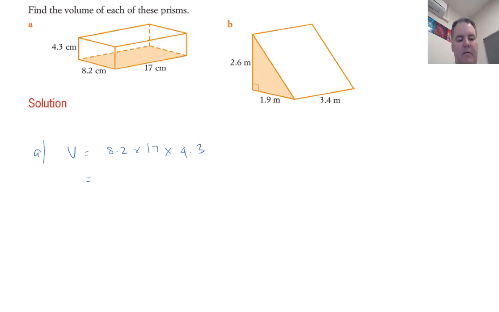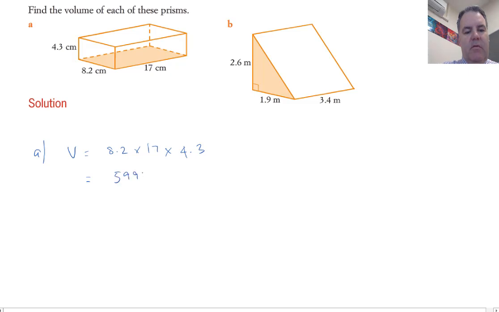4.3, and we get 599.42. So 599.42, and the units here are centimeters cubed now. So if you wanted to make a conversion now, remember that 1 litre is 1,000 centimeters cubed. Okay, so dividing this, it's around about 0.59942. So it's about 0.6 of a litre of fluid that you would be able to fit in that box.